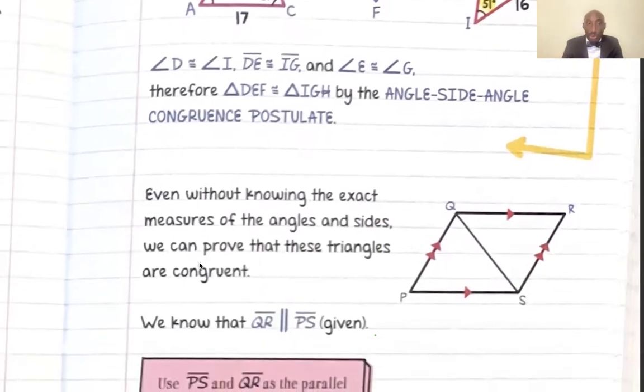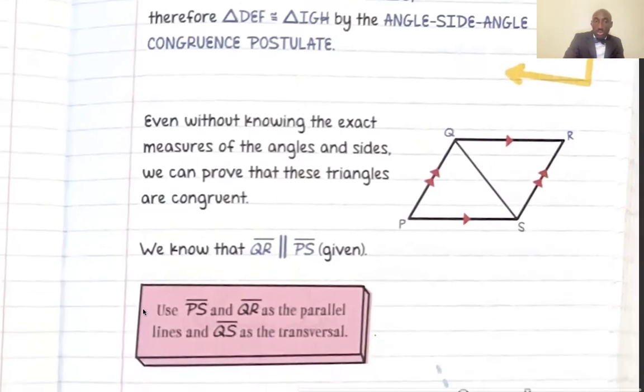Here we go. Even without knowing the exact measures of the angles and sides, we can prove that these triangles are congruent. Well, how can we do that? Right? We know that side QR is parallel to side PS. QR and PS are parallel based on the triangles. We also know that PQ and RS are parallel. Use PS and QR as the parallel lines and QS as a transversal. See how we do that?